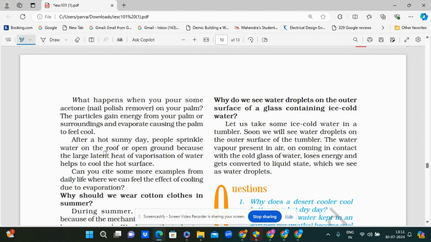After a hot sunny day, people sprinkle water on the roof or open ground because the large latent heat of vaporization of water helps to cool the hot surface, because the heat is hidden in the particles. So when you sprinkle water, it takes up the heat, and the water will evaporate and leads that area to be cool. So evaporation causes cooling because it sucks all the heat from the surroundings.